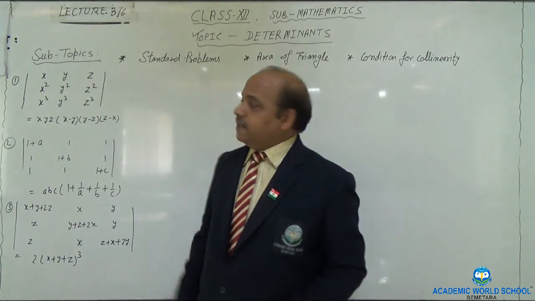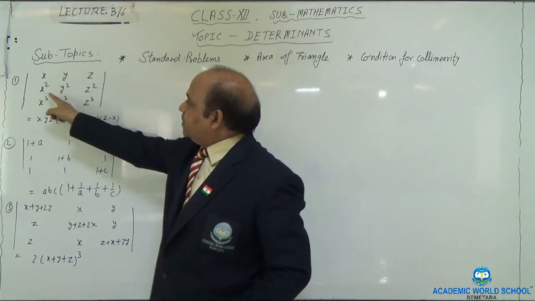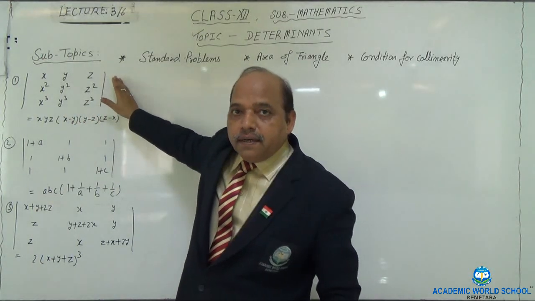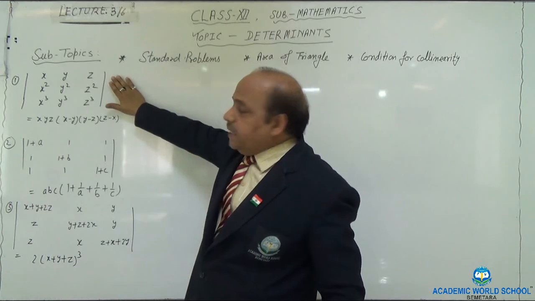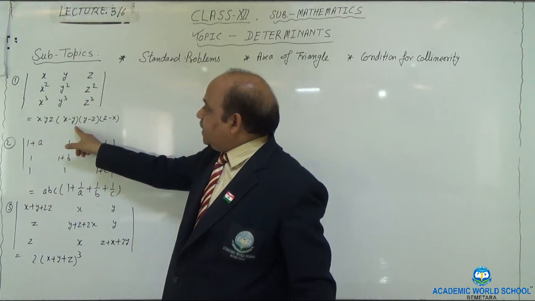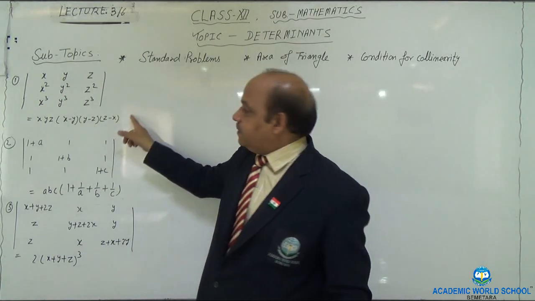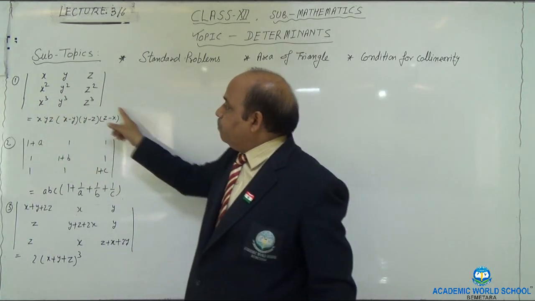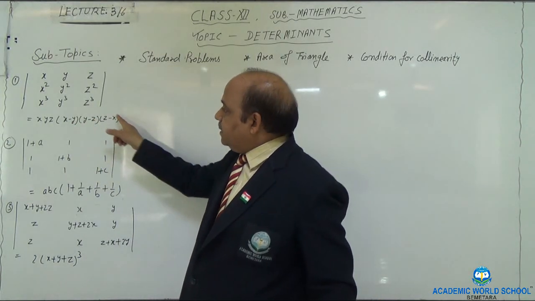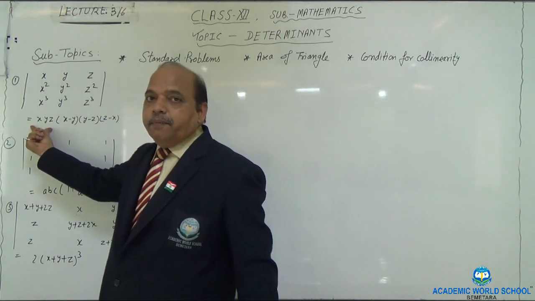it says prove that. What is given? x, y, z, x square, y square, z square, x cube, y cube, z cube. You can look at the determinant. It says prove that it is x, y, z, x minus y, y minus z, z minus x. This is what we have to prove: x minus y, y minus z, z minus x, and multiplied by x, y, z.